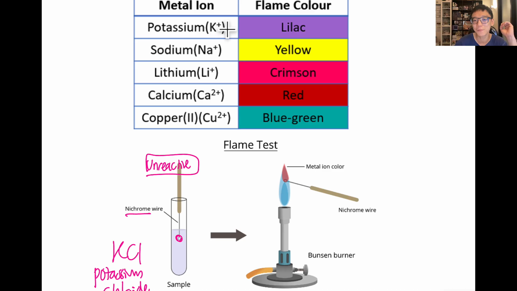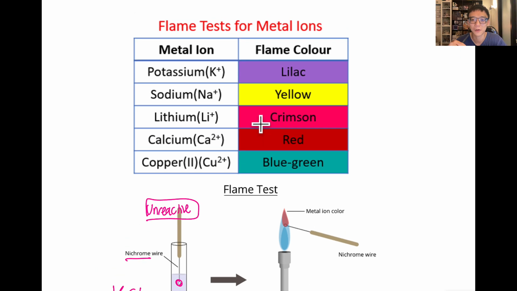So for potassium ion, if you have potassium ion in your solution, then it will turn the flame lilac, sodium yellow, lithium crimson, calcium red, and copper 2+ blue-green. So these are some refreshment for your mind about the ionic bonds, and also identifying common cations, anions, gases, and also doing flame tests on metal ions.